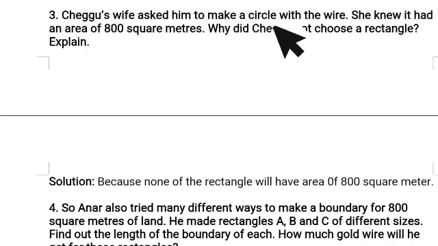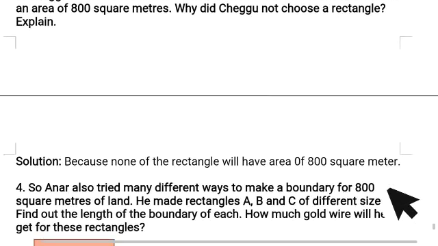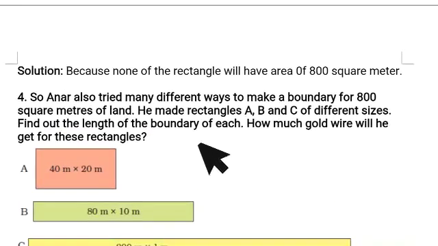Chegu's wife asked him to make a circle with the wire. She knew it had an area of 800 square meter. Why did Chegu not choose a rectangle? Because none of the rectangles will have an area of 800 square meter. So Anar also tried many different ways to make a boundary for 800 square meter of land. He made rectangles A, B, C of different sizes. Find out the length of the boundary of each.